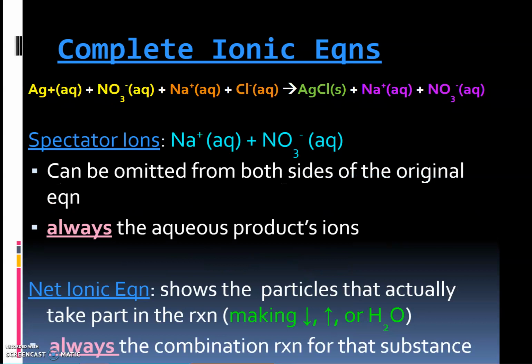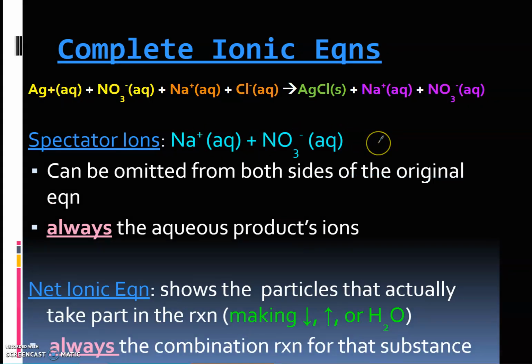Okay, so if your spectator ions are Na plus and NO3 minus, your spectator ions can be omitted. They do not need to be in that original equation. So you can literally cross them out. So NO3 minus gets crossed out, Na plus gets crossed out, and what is left behind is your net ionic equation.